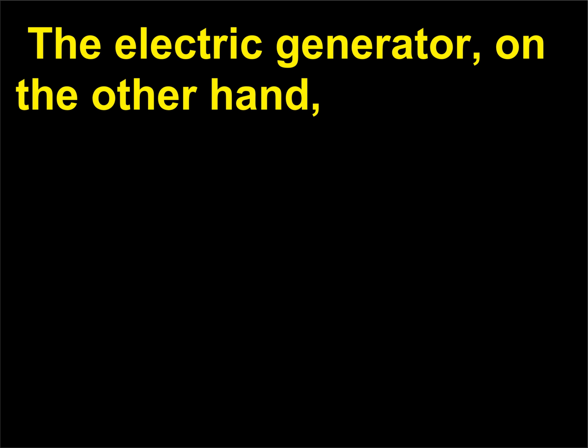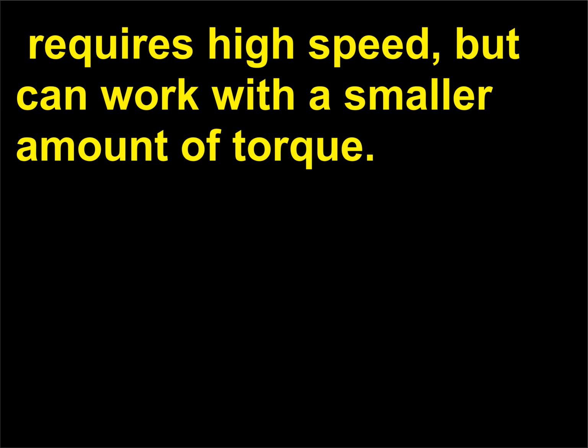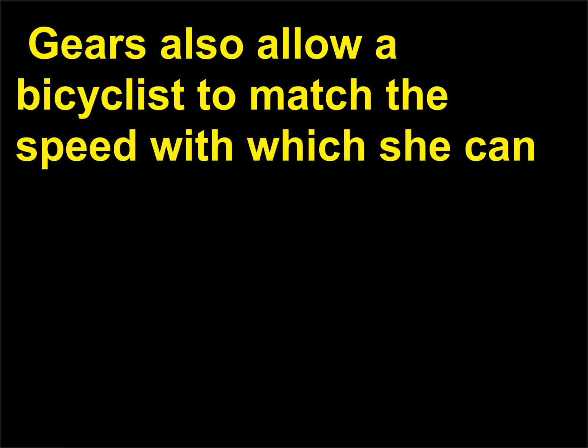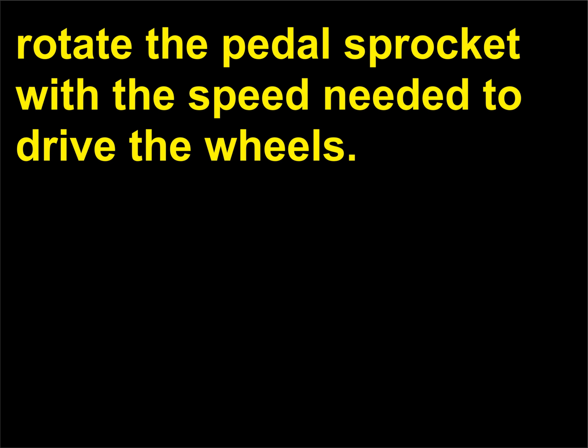The electric generator, on the other hand, requires high speed, but can work with a smaller amount of torque. Gears also allow a bicyclist to match the speed with which she can rotate the pedal sprocket with the speed needed to drive the wheels.